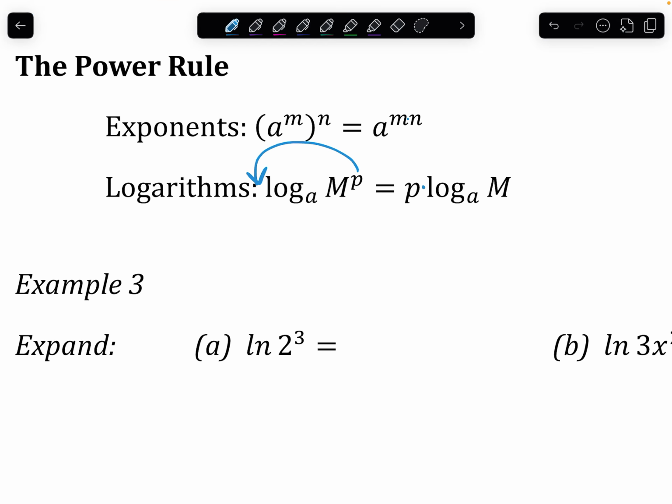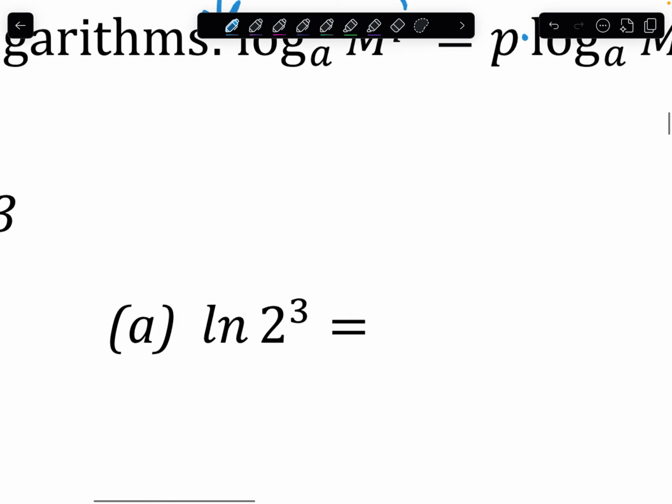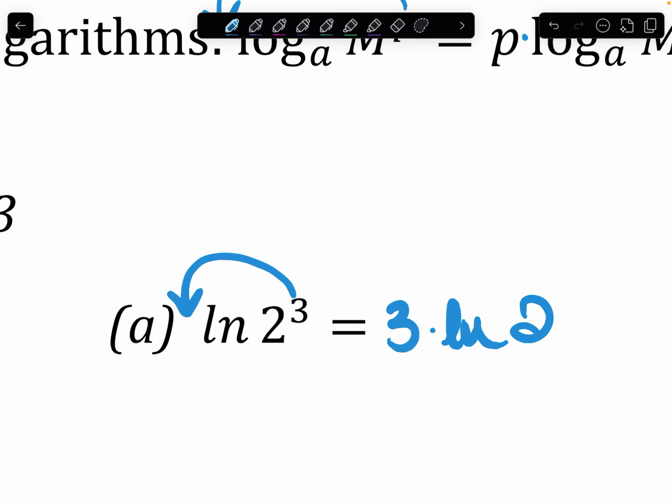All right. So here the exponent is on the back, so we are wanting to move it to the front. 3 times natural log of 2.